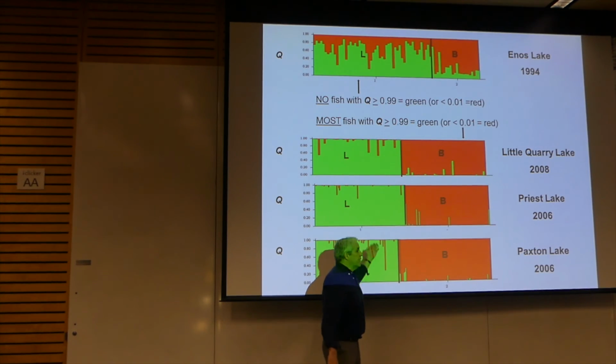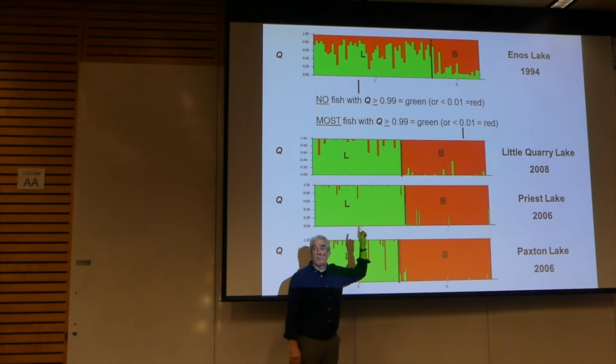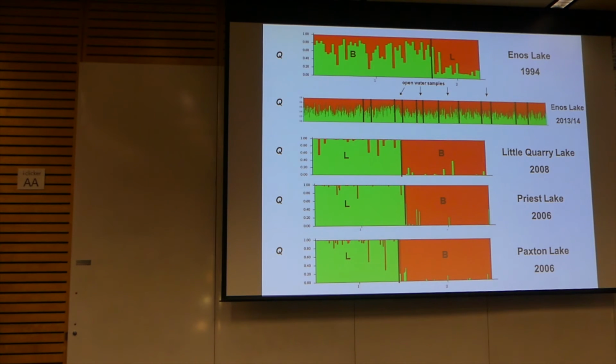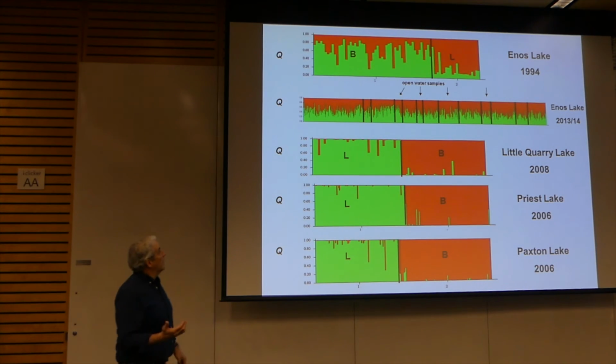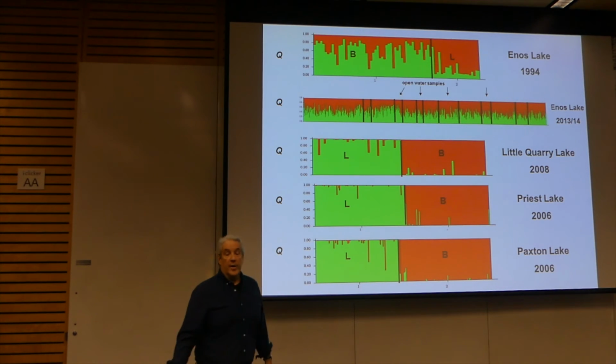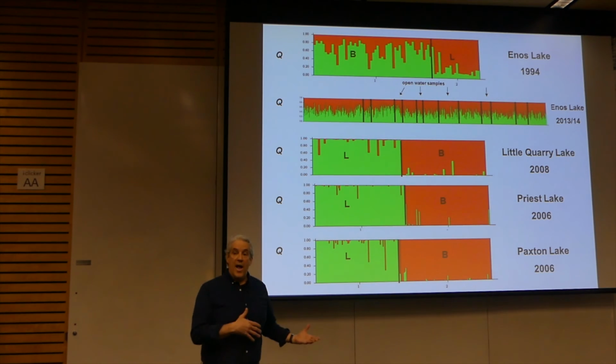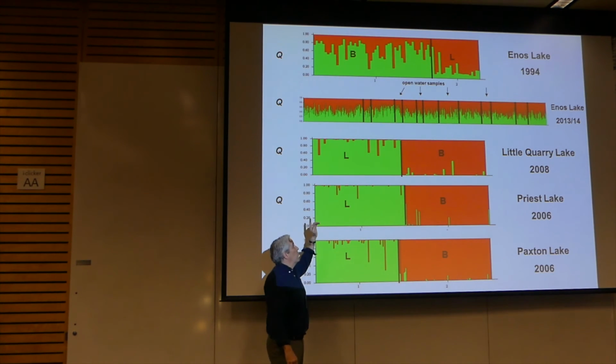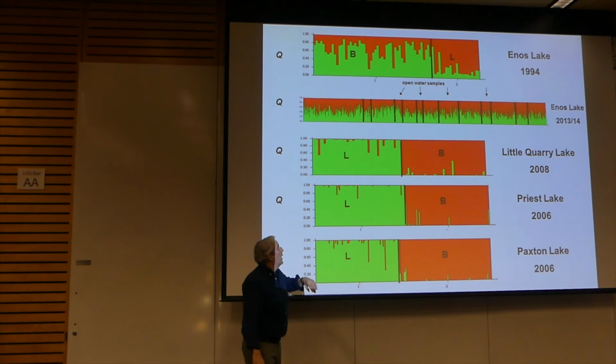So the idea was to use these as a standard to evaluate whether there are any pure individuals in Enos Lake or not. Now, the situation gets a lot worse when you look at over 1,000 fish in 2013-2014. You can see it's total admixture. Most fish are about half one and about half the other. Totally different than this, and it's gotten worse since 1994.